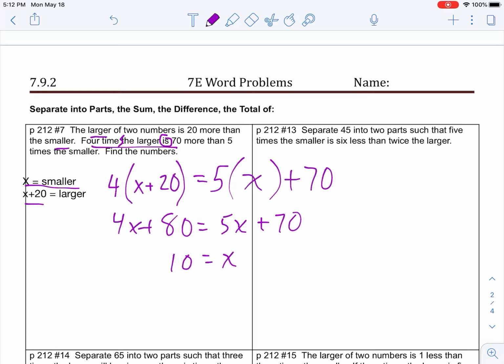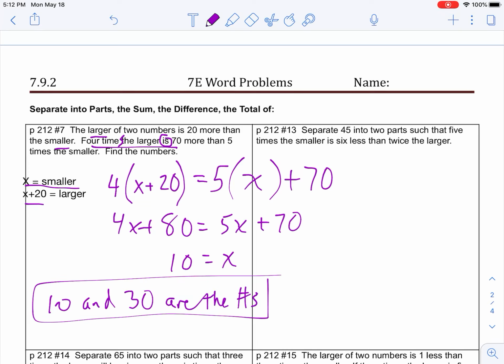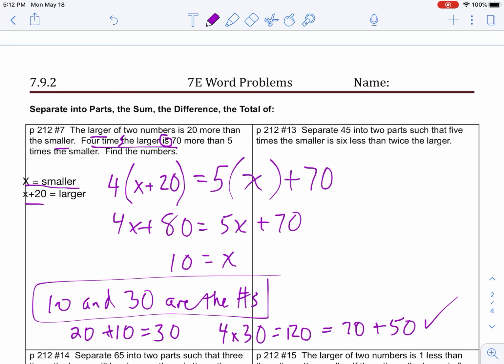Cool, you subtracted 4x, subtract 70, so x is 10. 10 and 30 are the numbers. Let's check it. Okay, the larger of two numbers is 20 more. Cool, yeah, because 20 plus 10 is 30. All right, 4 times the larger, so 4 times 30 is 120. Is that 70 more than 50? Because 5 times the smaller is 50.